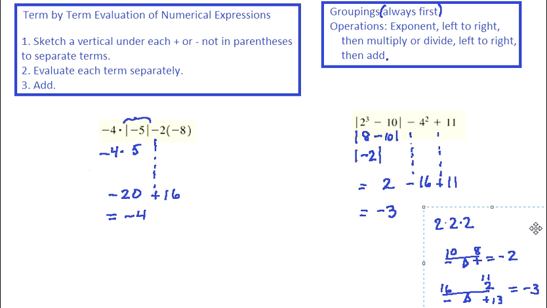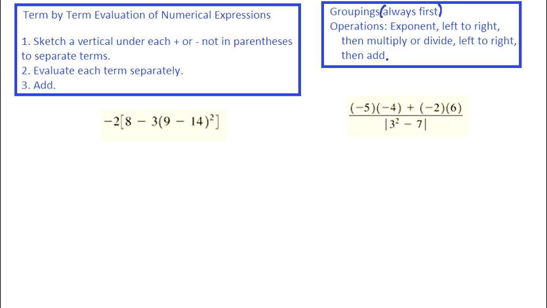And that's that problem. The main thing there is you want to make sure you get that absolute value completely down to where it's a number without an absolute value before you do anything else, okay, to it. Okay, let's look at the last two problems.